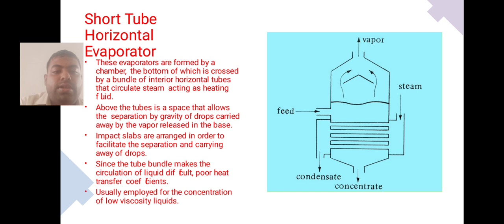The tube bundle makes the circulation of liquid difficult. Poor heat transfer coefficients. Usually, it is employed for the concentration of low viscosity liquids.